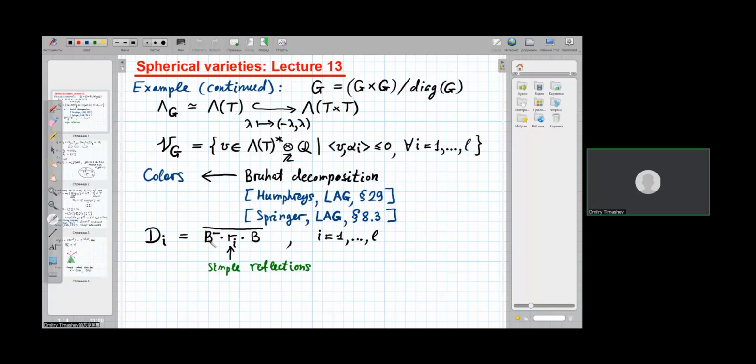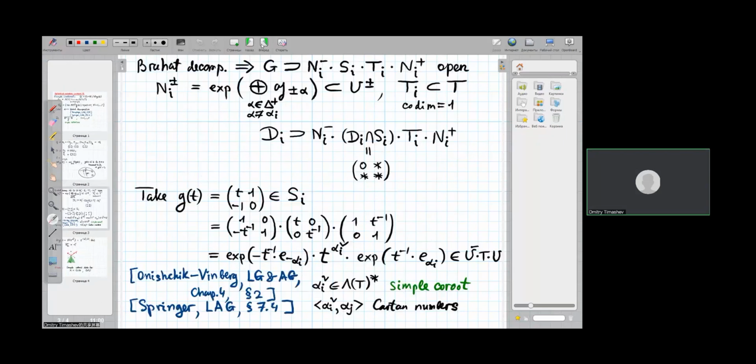But now you have to take B and B minus to be the Borel subgroups in SI, not in the whole G. Oh, yeah. So let me write it explicitly, maybe. So this is the same as B minus intersect with SI times RI times B intersect with SI.